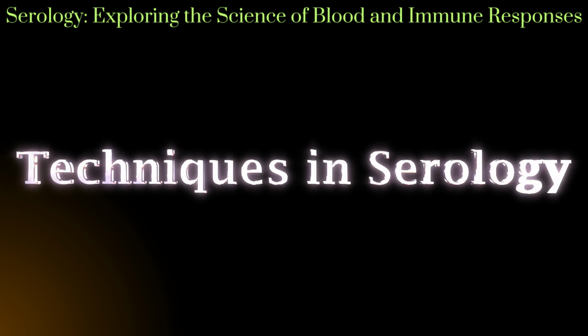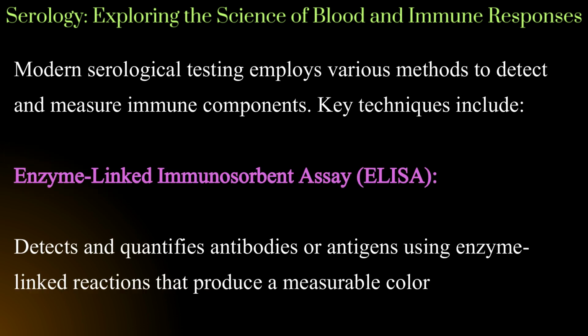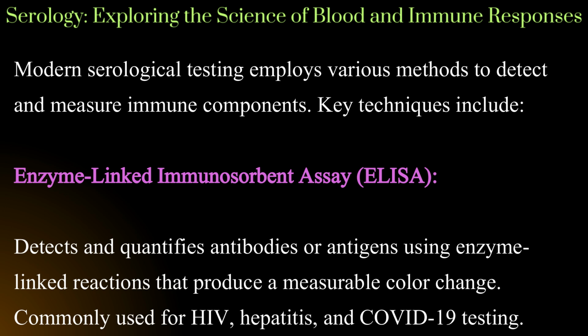Techniques in serology. Modern serological testing employs various methods to detect and measure immune components. Key techniques include enzyme-linked immunosorbent assay, ELISA, which detects and quantifies antibodies or antigens using enzyme-linked reactions that produce a measurable color change, commonly used for HIV, hepatitis, and COVID-19 testing.